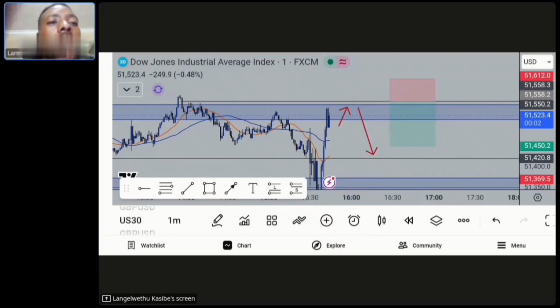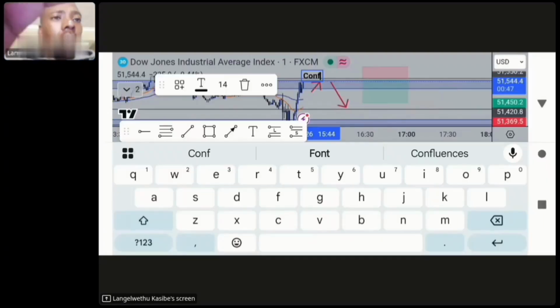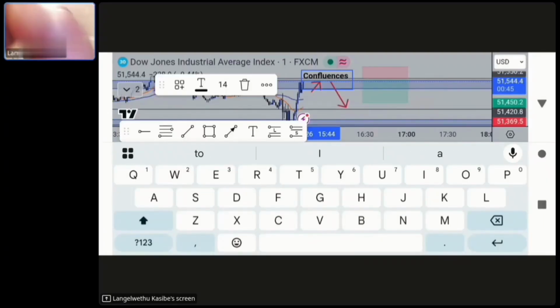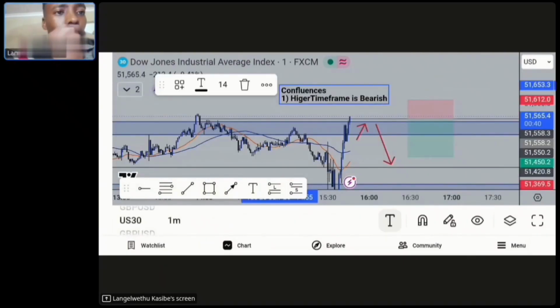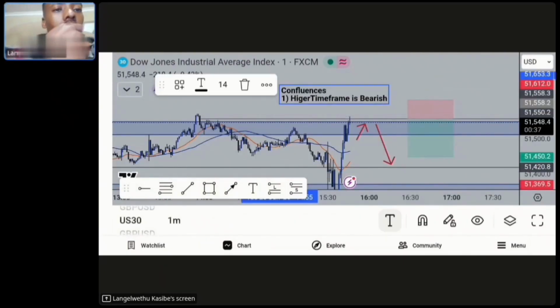Okay, so here we already know that on the higher time frame, the influence is bearish. That time frame is bearish. Now let's see whether price is going to take me out or not. Okay, let's see.